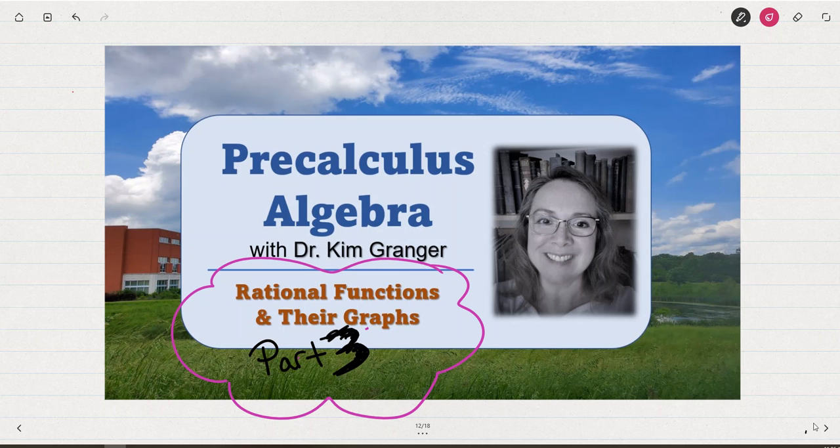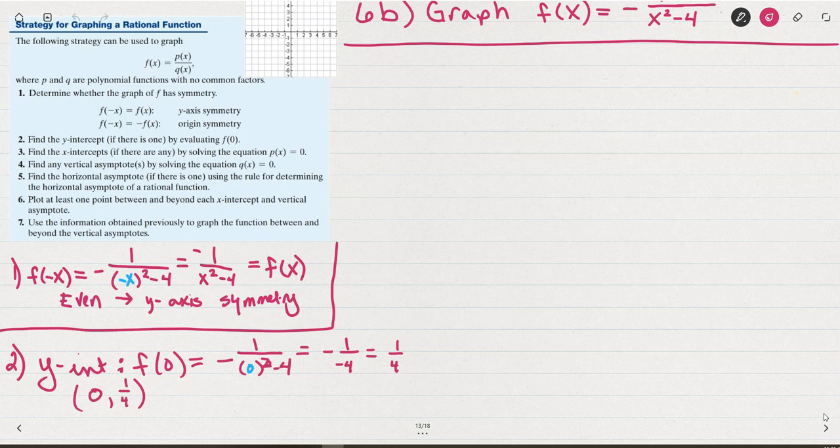In this last video on the pre-calculus algebra topic of rational functions and their graphs, we'll graph one more rational function and then solve an average cost function application problem.